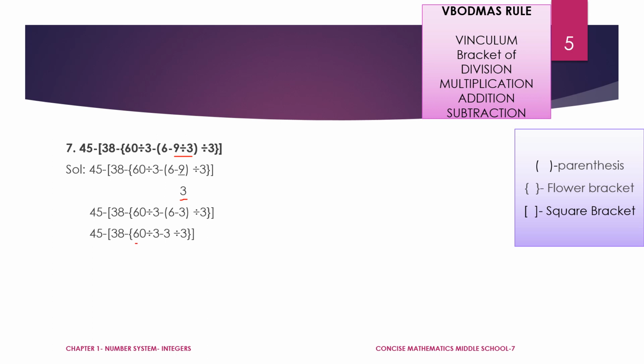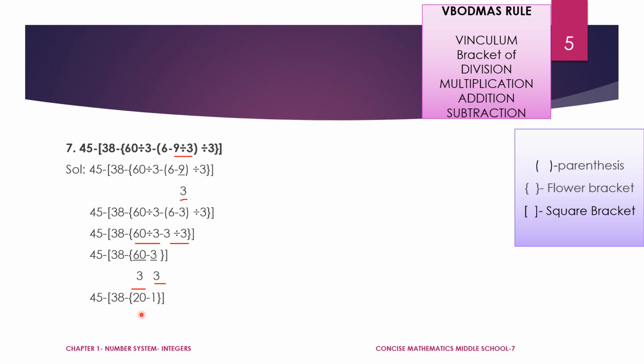That is 60 divided by 3, minus 3 divided by 3. Sorry, friends. So it can be written as 60 divided by 3, 3 divided by 3, right? And you can just divide it. 3 twenties are 60, 3 ones are 3. I'm just dividing over here, 60 divided by 3 and 3 divided by 3. So I am getting 45 minus 38 minus 20 minus 1.